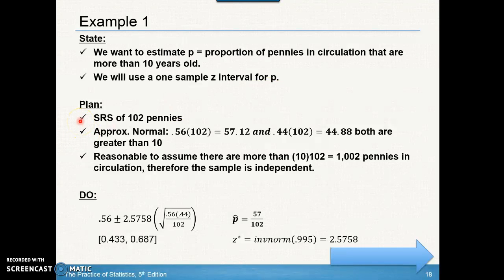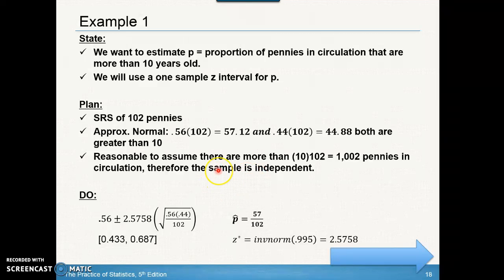Now the plan is going to be checking your conditions. Since we're using z-scores and the normal curve, you have to check these three conditions. Simple random sample of 102 pennies, notice that's in context. It's approximately normal. Now where did the 0.56 come from? That came from the proportion 57 out of 102. So 0.56 times 102 is 57. 0.44, which is 1 minus p, times 102, which is 45. Both those are greater than 10, so I can use the normal curve. And it's reasonable to assume that there's more than, notice how I show the numbers plugged in, 10 times 102 or 1,020 pennies in circulation. Therefore, the sample is independent.